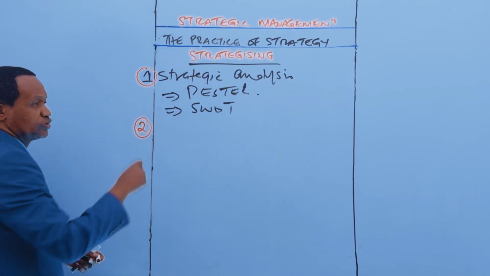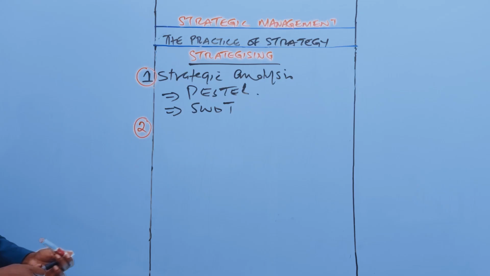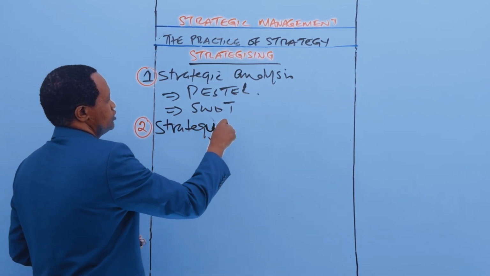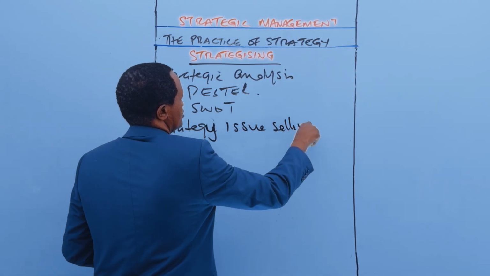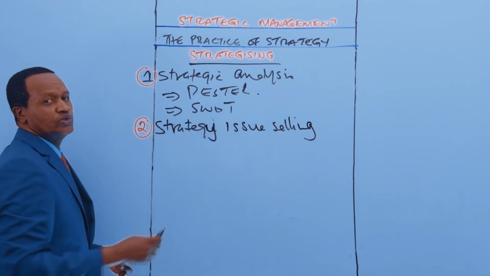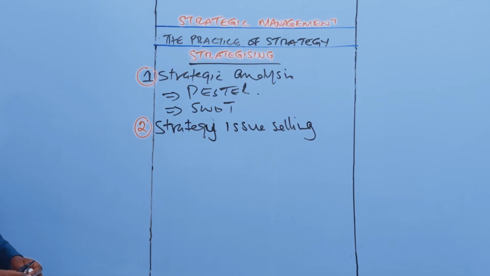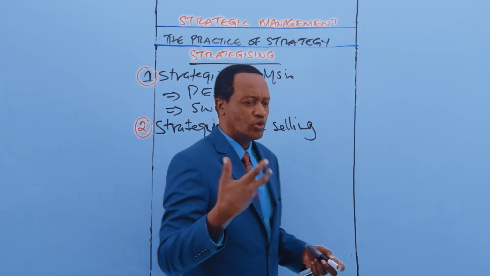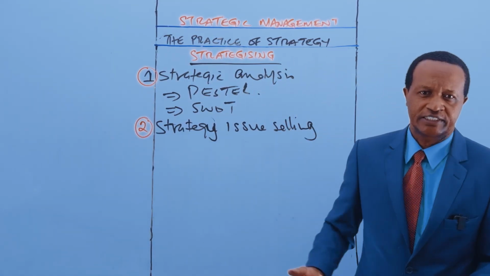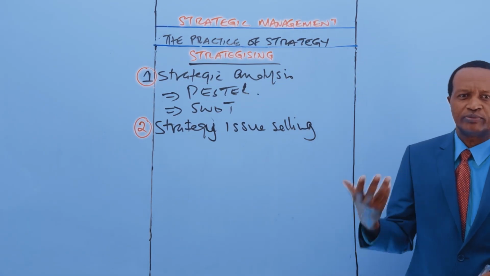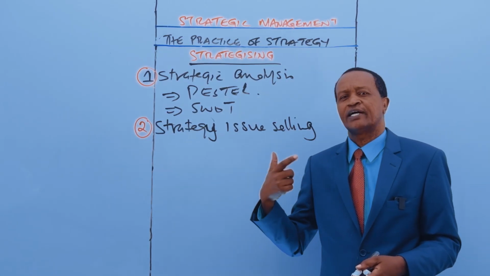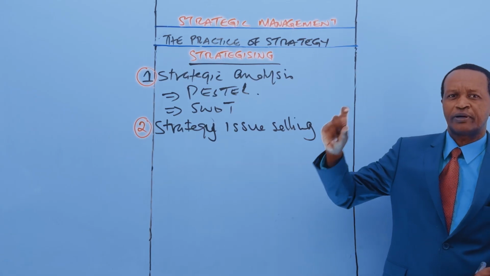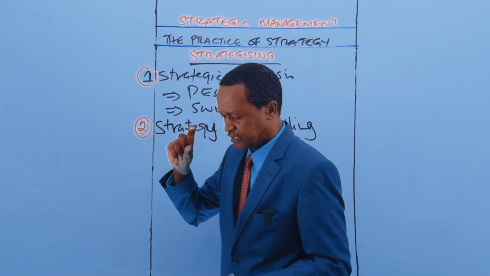Then number two, there is what we call strategy issue selling. Now, because strategy often requires change, the people who come up with the ideas, and these people could be the middle managers or even the planners, they must sell these ideas to those with the power to approve them. That is the managers.